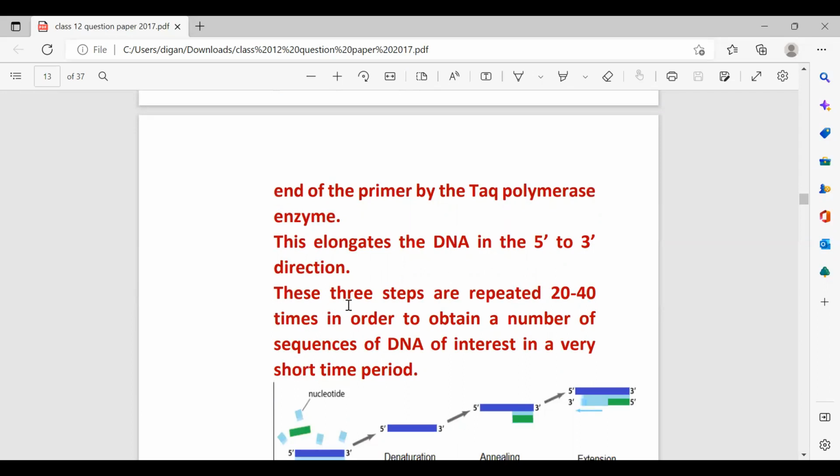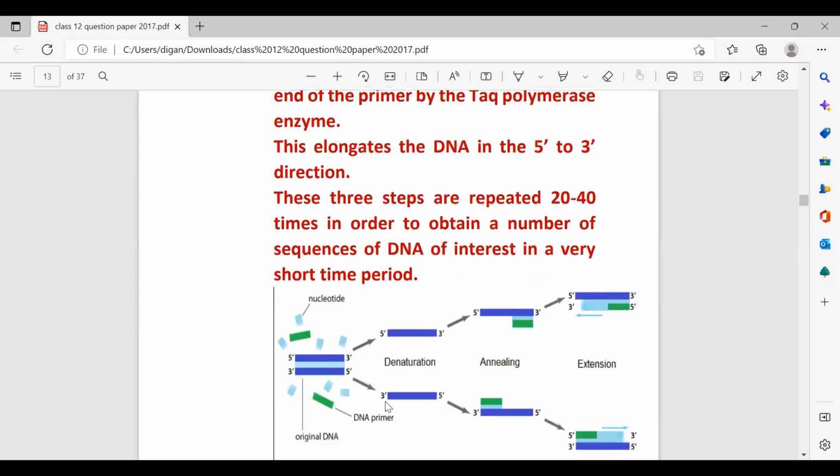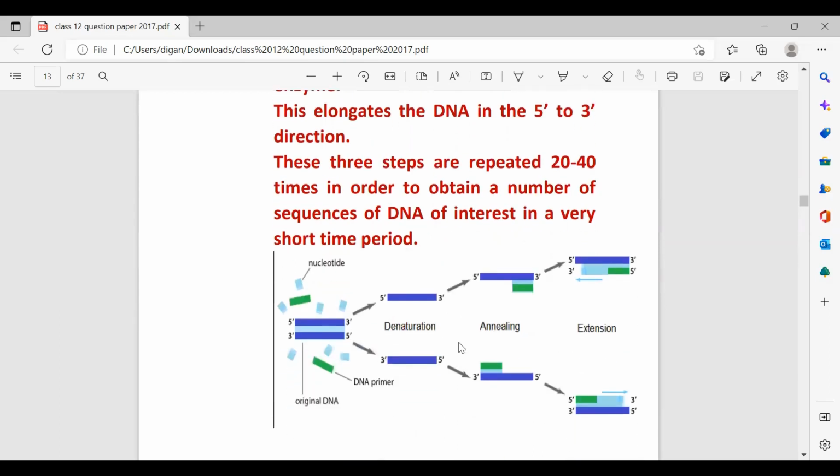Then these three steps are repeated 20 to 40 times in order to obtain a number of sequences of DNA of interest in a very short period. And this is the diagram. First step is denaturation, then annealing, and last one is extension.